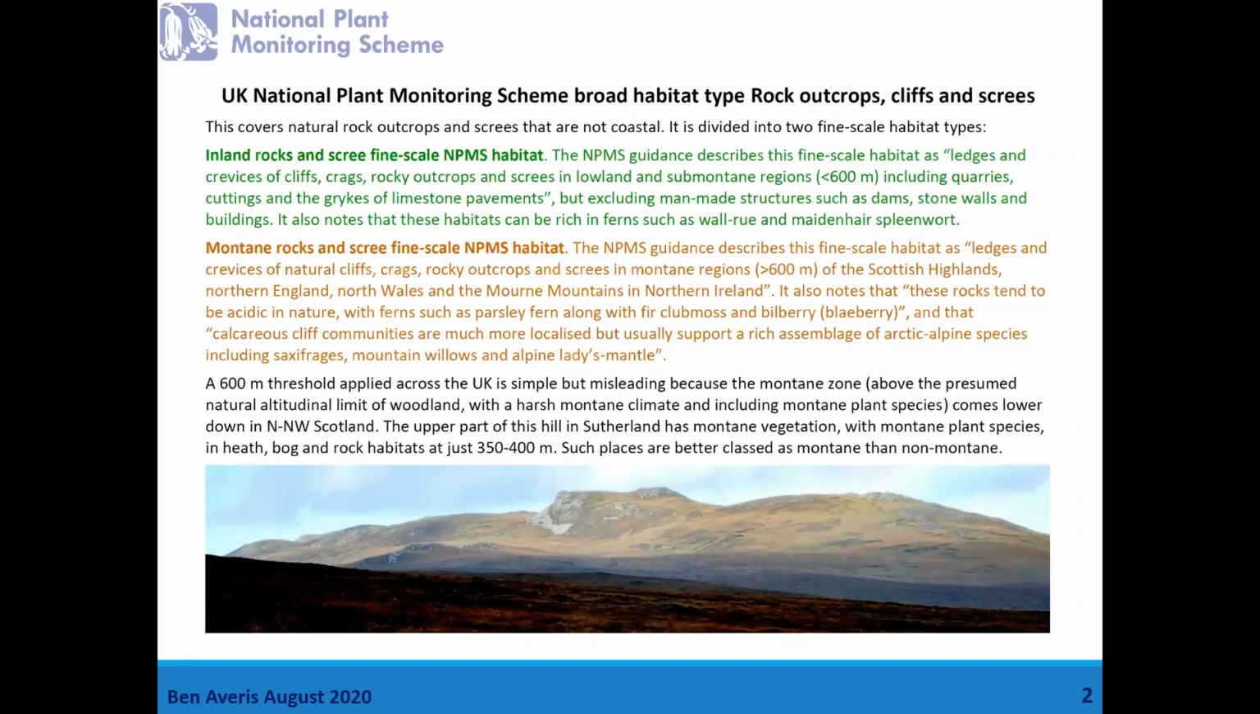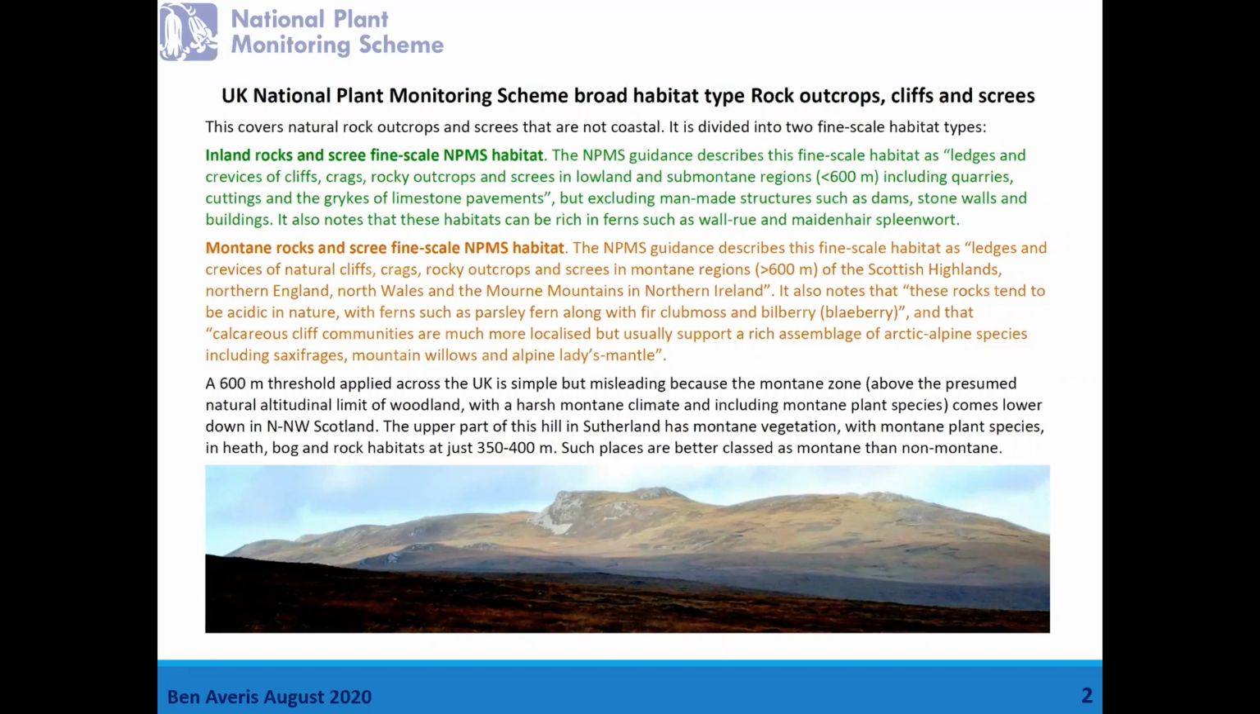I'll be showing some pictures later on of the kind of montane species that you can look out for that will really indicate that you're in the montane version of the rock and scree habitat. The montane one is much smaller in extent. It's confined to mostly higher ground, but as I say, it gets lower in the far northwest. The great bulk of it, though, this rock habitat is the first fine-scale habitat, inland rocks and scree.